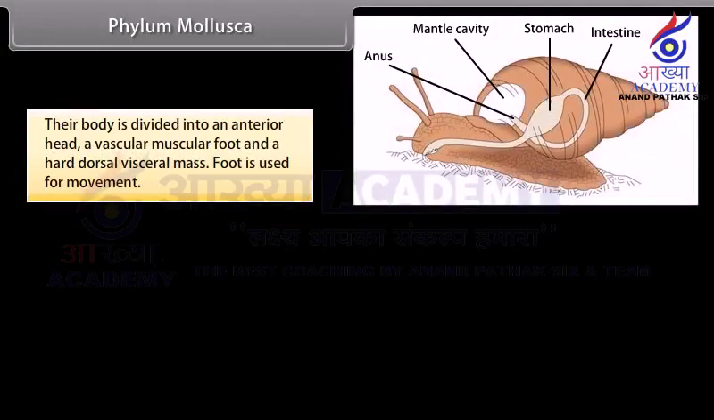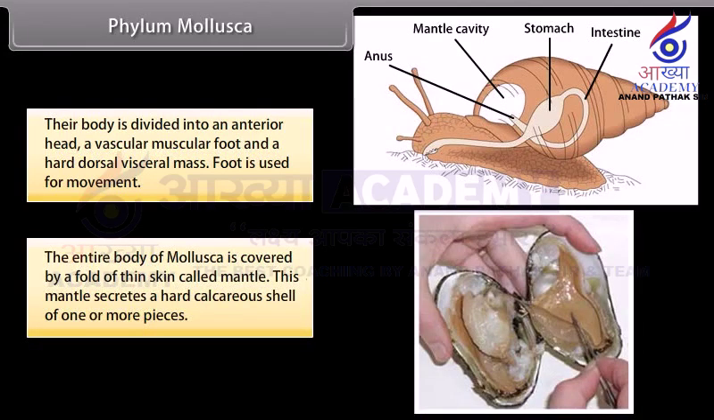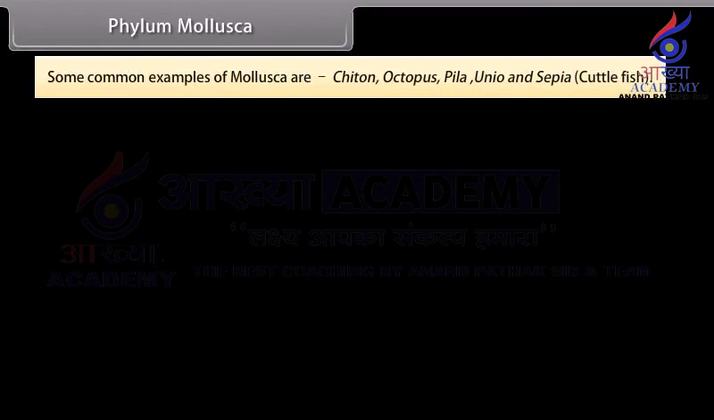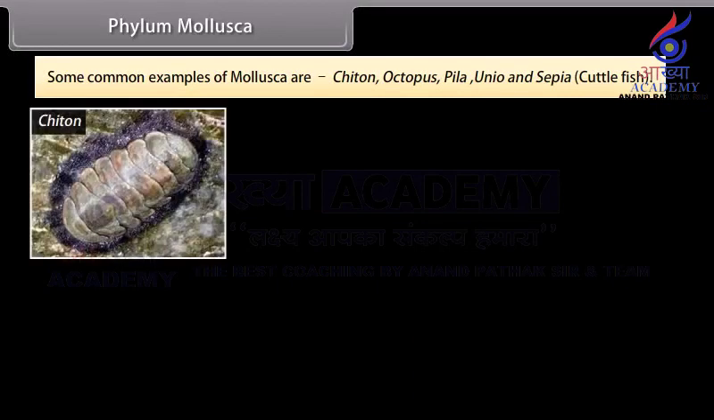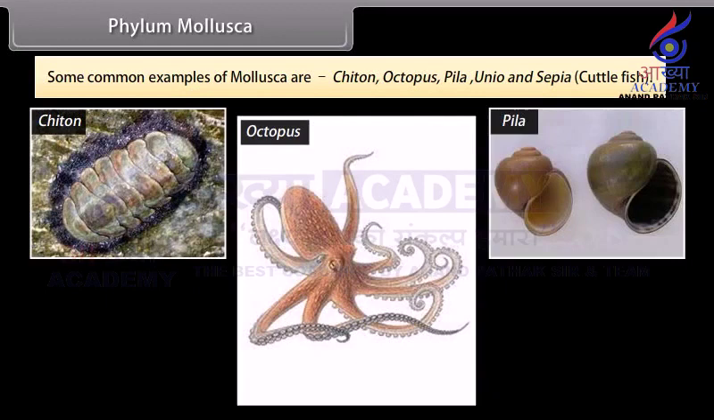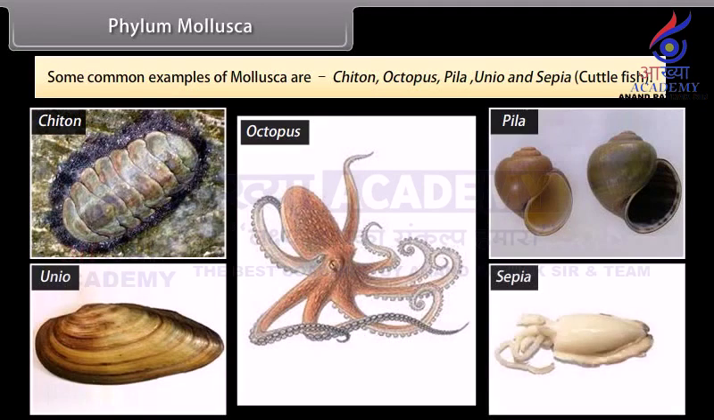Their body is divided into an anterior head, a vascular muscular foot, and a hard dorsal visceral mass. The foot is used for movement. The entire body of mollusca is covered by a fold of thin skin called the mantle. This mantle secretes a hard calcareous shell of one or more pieces. Some common examples of mollusca are chiton, octopus, pila, unio, and sepia, cuttlefish.